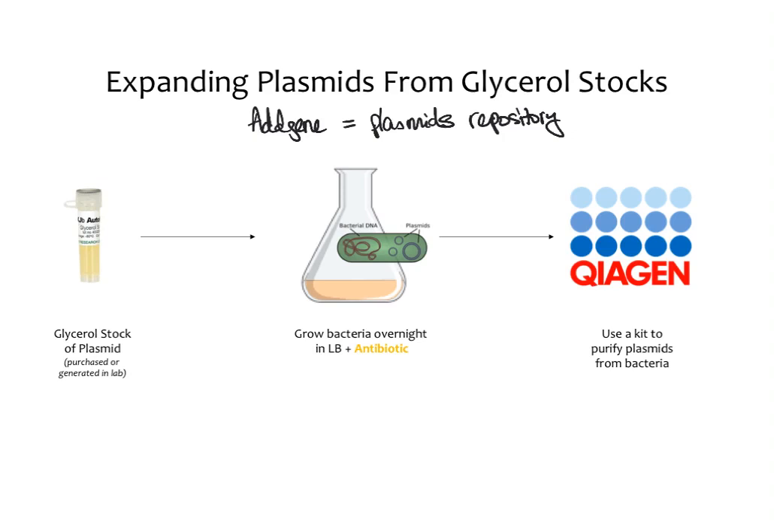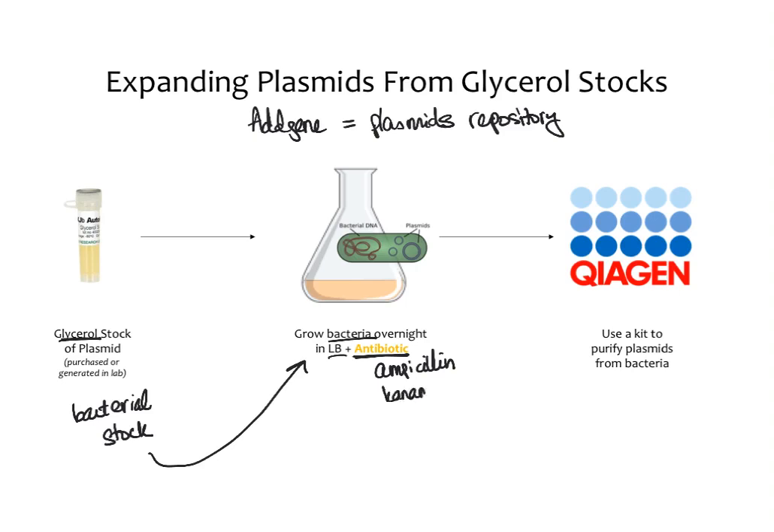When you do that, you're going to get a glycerol stock of the plasmid. A glycerol stock is just a bacterial stock. So it contains the bacteria which contain your plasmid of interest. You're then going to grow your bacteria up overnight in LB plus the antibiotic, which we talked about being ampicillin, usually, but it can also be kanamycin, sometimes neomycin, some sort of antibiotic that allows you to select for your plasmid of interest.